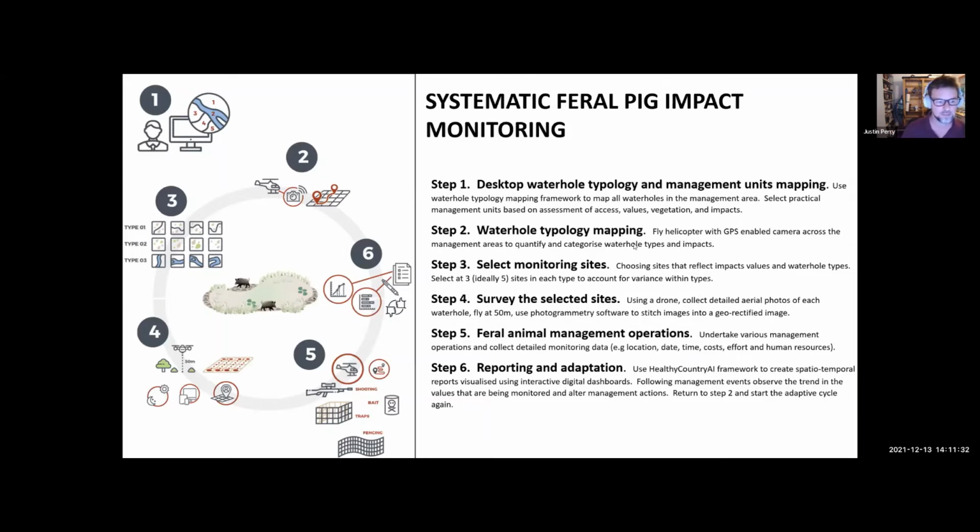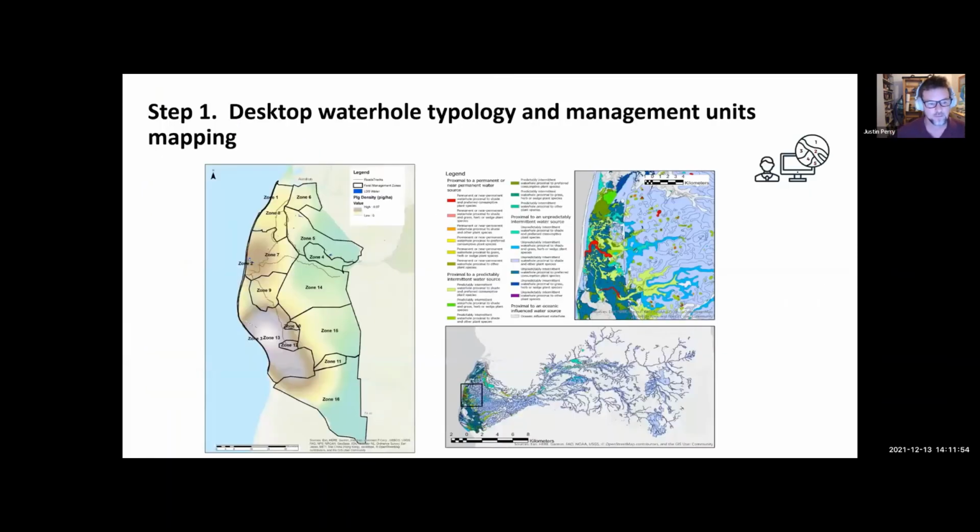We came up with 6 main steps that would enable that automation piece to occur, but also to enable those values to be defined and then be placed in the context of the data that you're collecting and the management actions that you're doing. So I'm just going to go through each of those steps with an example of how it was used on the ground on Cape York. This is the west coast of Cape York, the APN management area, to the south of the Archer River.